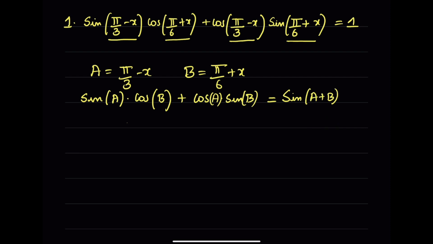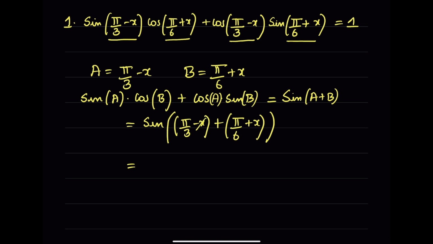So what we can do is, we can write this as sine of pi by 3 minus x plus pi by 6 plus x. Now if we add this, the negative x and the positive x cancel out each other. So pi by 3 is 60 degrees, pi by 6 is 30 degrees. So we would get sine of pi by 2 or sine 90, correct, which is equal to 1. So this is how we can apply the sum formula and derive the answer.